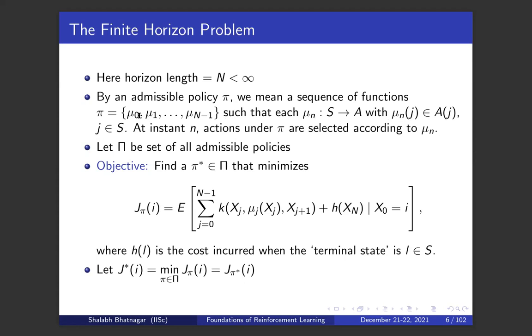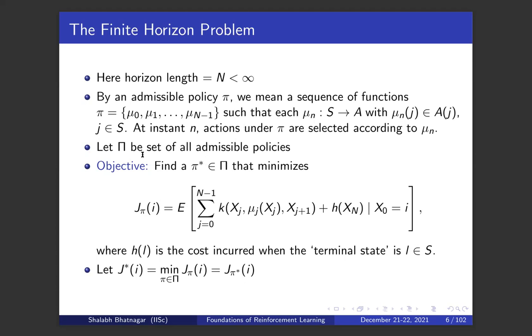But why do we need these n mappings? The idea is that at time 0, you will be picking actions according to the mapping mu0. At time 1, you will be picking actions according to mu1. At time n minus 1, you will be picking actions according to mu(n minus 1). At time n, the horizon ends. There's nothing for you to do; you just record the state where you terminate, and that's the end of it. So actions are chosen only at the instants 0, 1, 2, up to n minus 1.